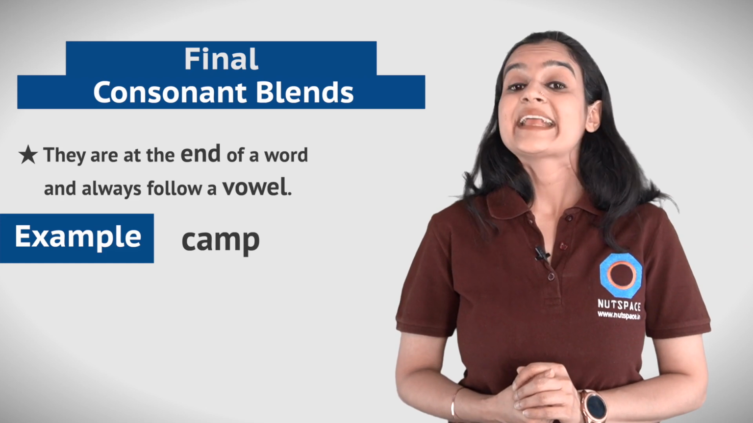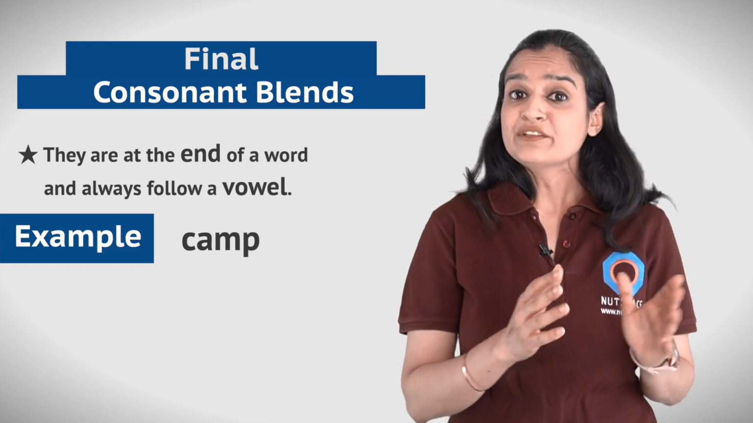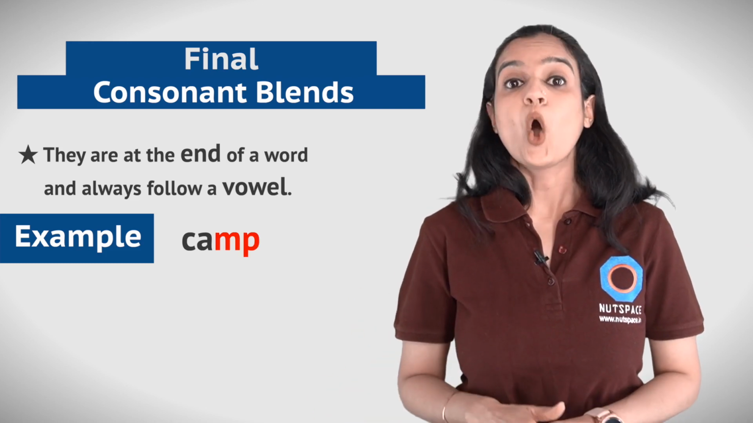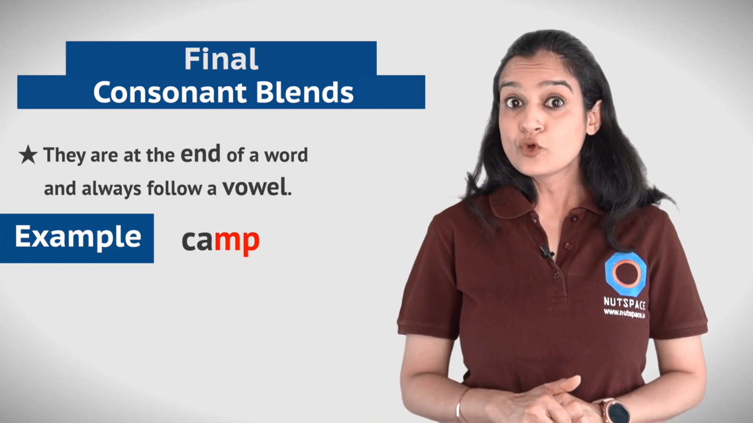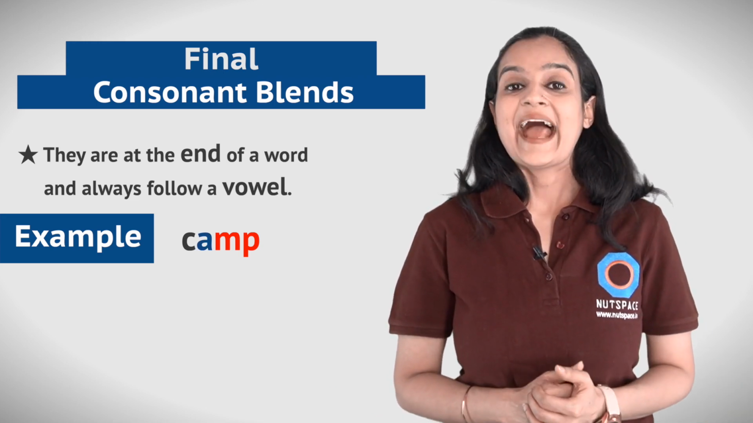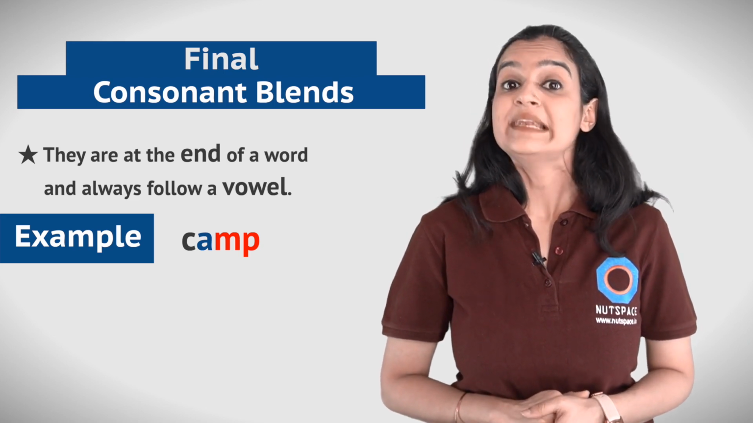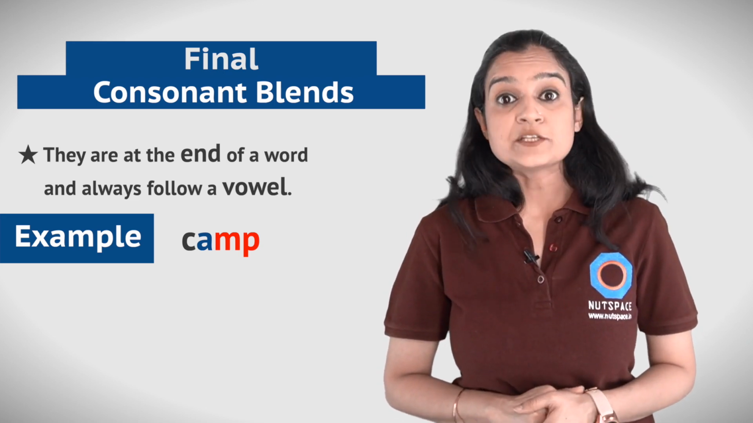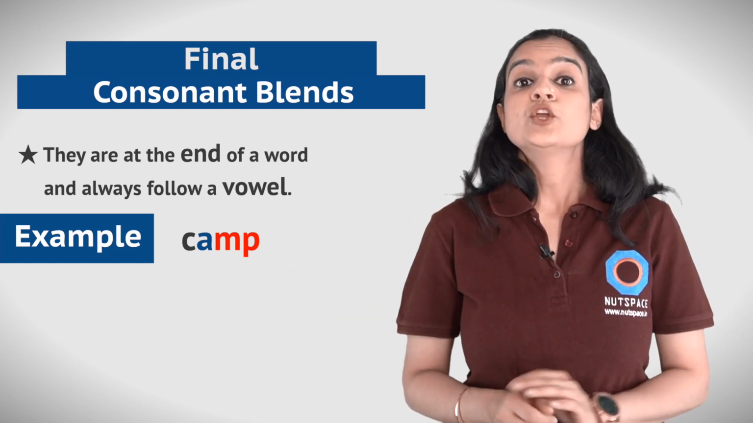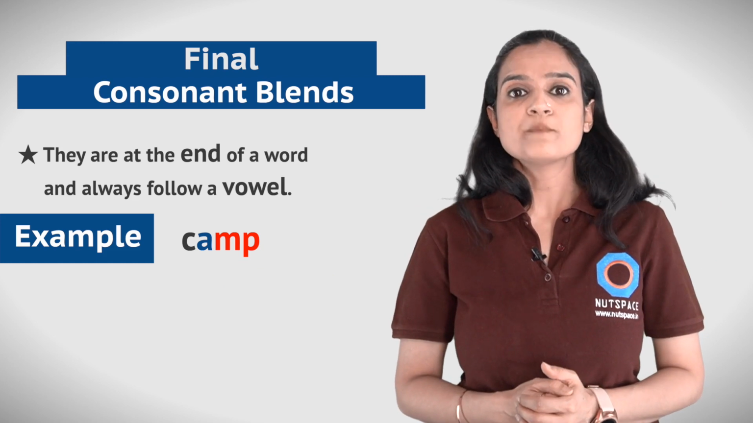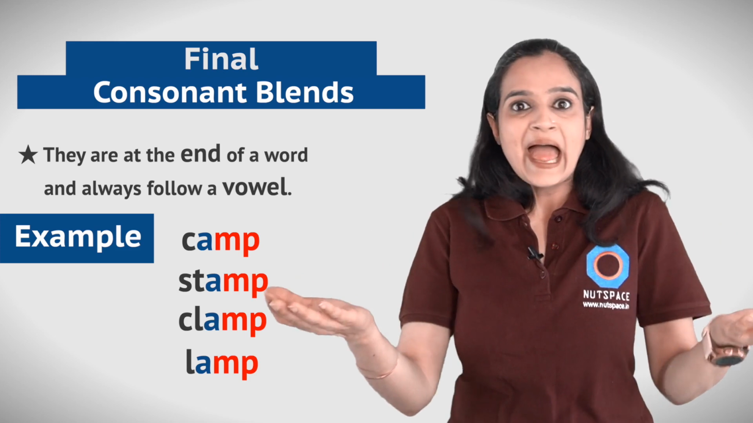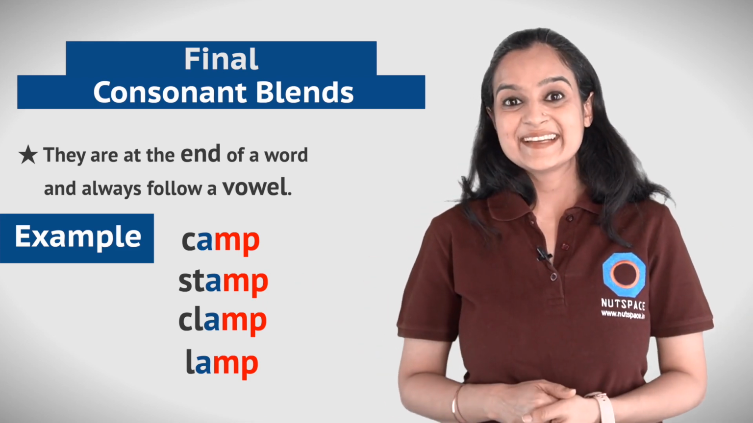Let's take the word camp. The final consonant blend in this word is M and P, or mp. And did you notice mp follows the vowel A, and A and M and P together form a letter string. These letter strings appear in many words, which we call rhyming words. Using the string amp, we can form so many words. Stamp, clamp, lamp. You get the idea, right?